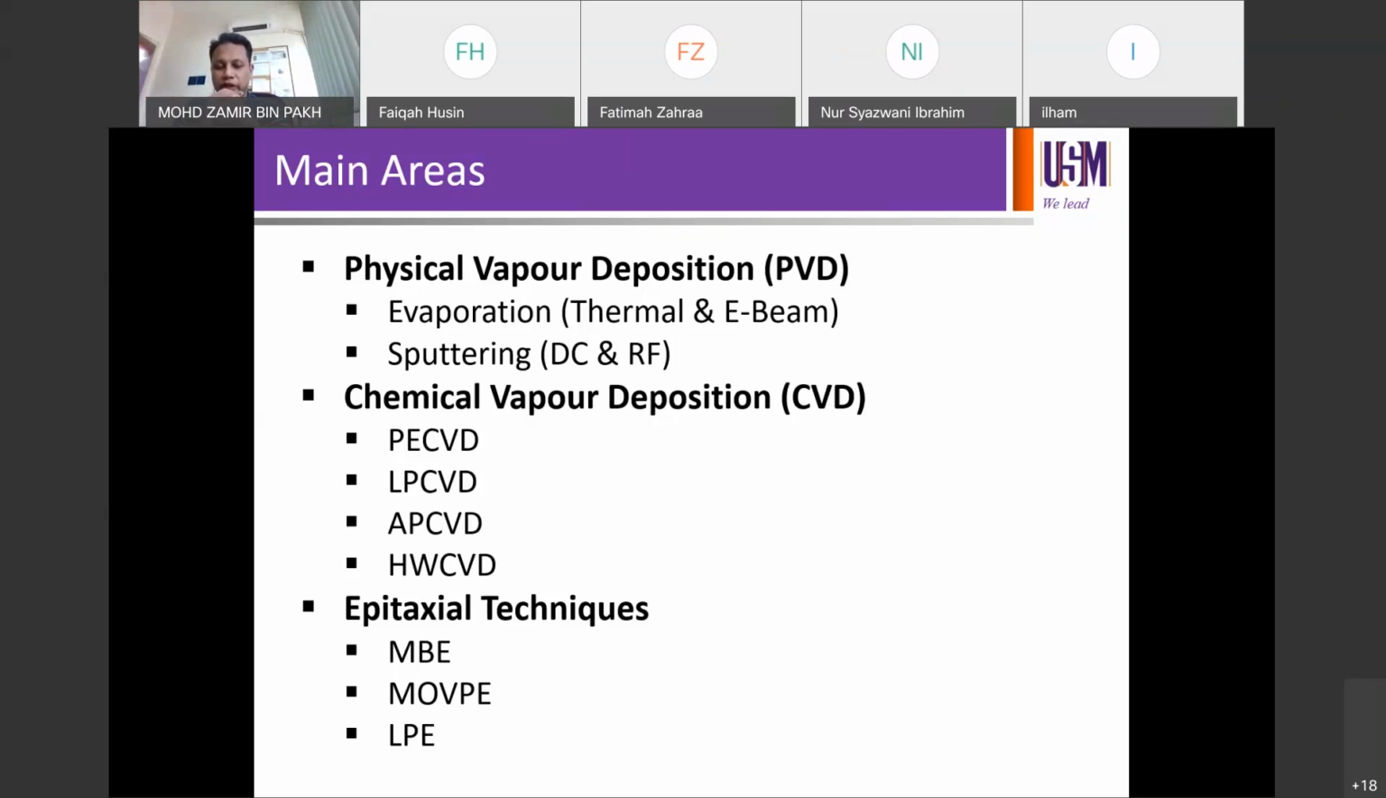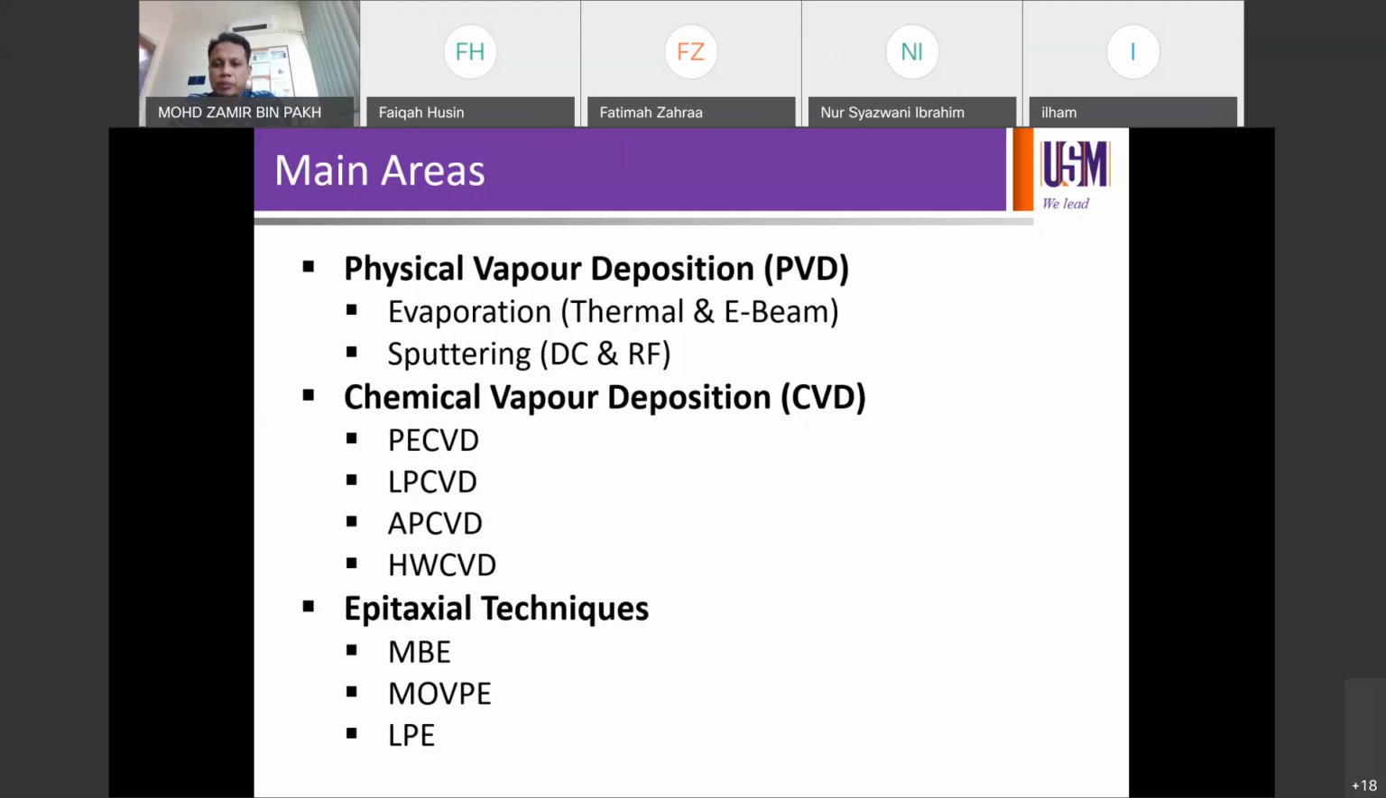As for sputtering, we can do it by either DC or RF process. DC is direct current and RF is radio frequency. So we need to use different modes, either DC or RF, in order to deposit different materials, depending on the type of materials we want to deposit.